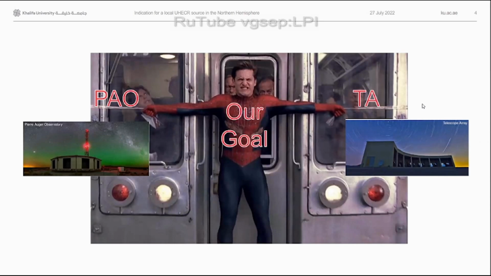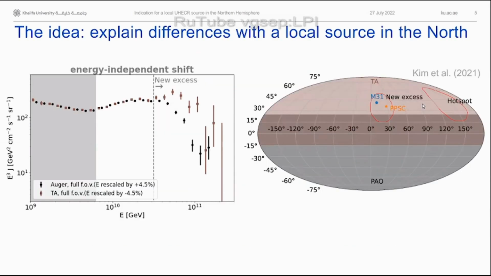Basically, this is our goal: trying to get the Pierre Auger Observatory and Telescope Array together, which has been a challenge for many decades already in all kinds of different ways. But at least looking at the spectrum, this is what we're trying to do as a theory group that is not in either of the two collaborations. So we're not going to look at differences between the different detectors. We're just going to treat them equally and see if we can explain especially this difference in the spectrum here.